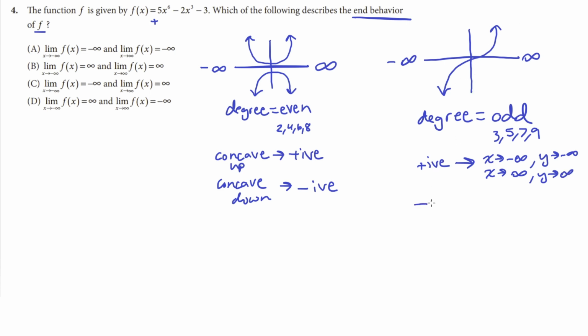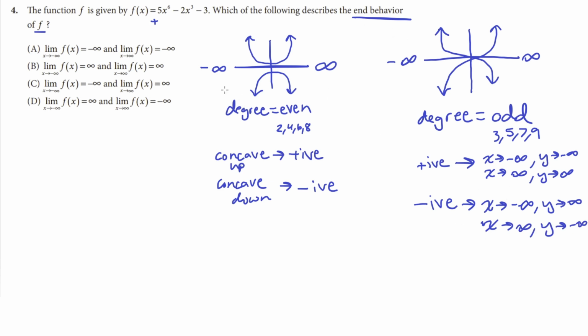Now, if the leading coefficient is negative, meaning the highest degree term, say this was an x to the seventh, and this was a negative coefficient in front of that, then the graph would be basically flipped across the x-axis. And in this case, as x approaches negative infinity, y will approach positive infinity, and as x approaches positive infinity, y will approach negative infinity. So basically just flip them around.